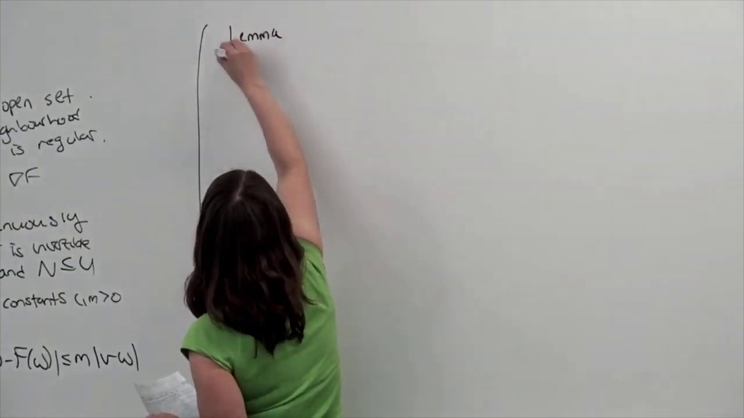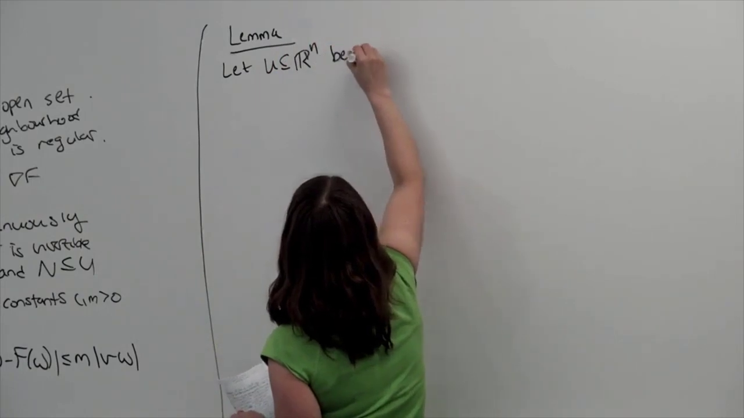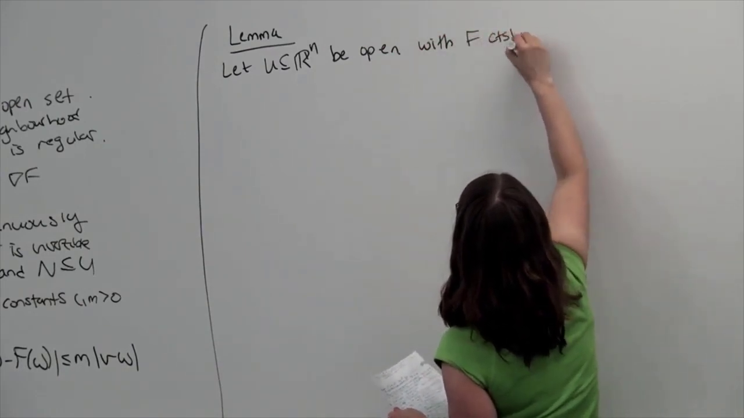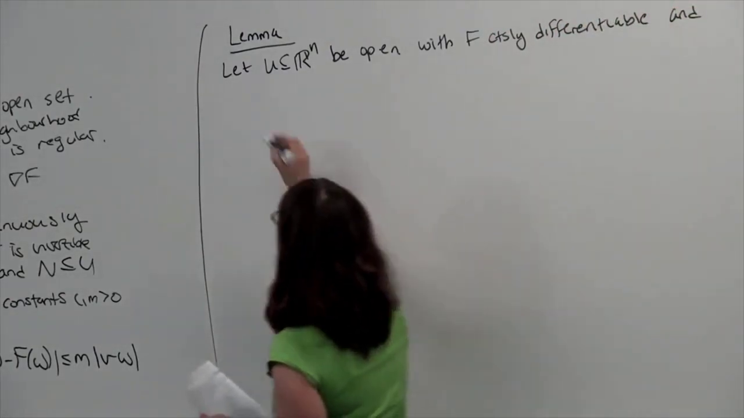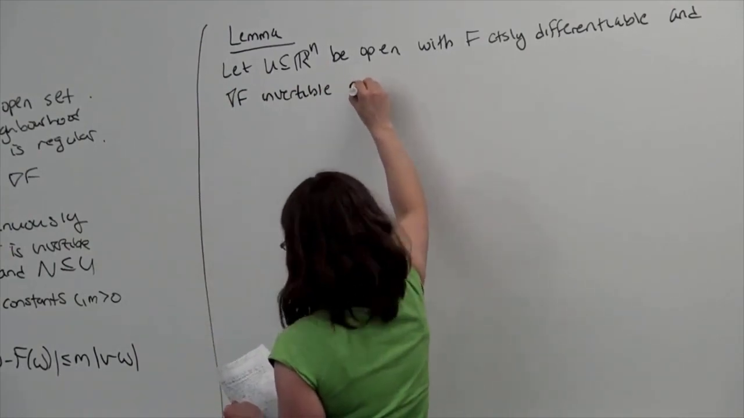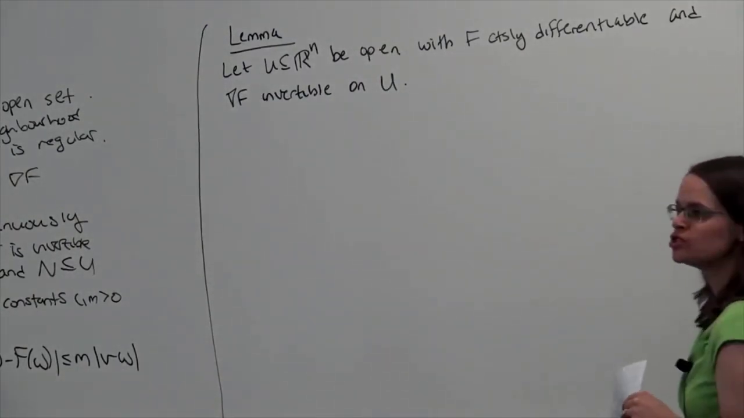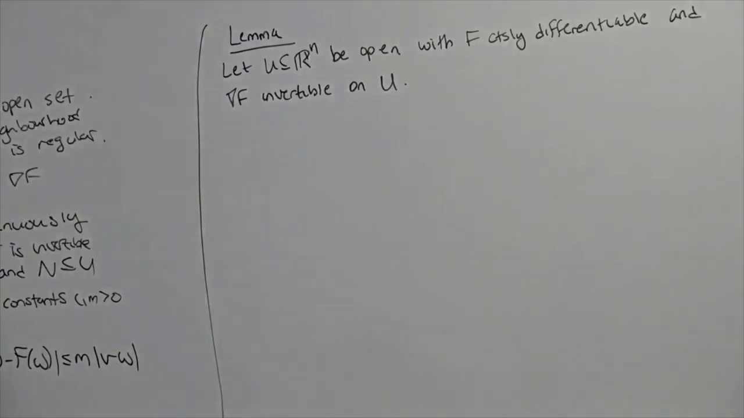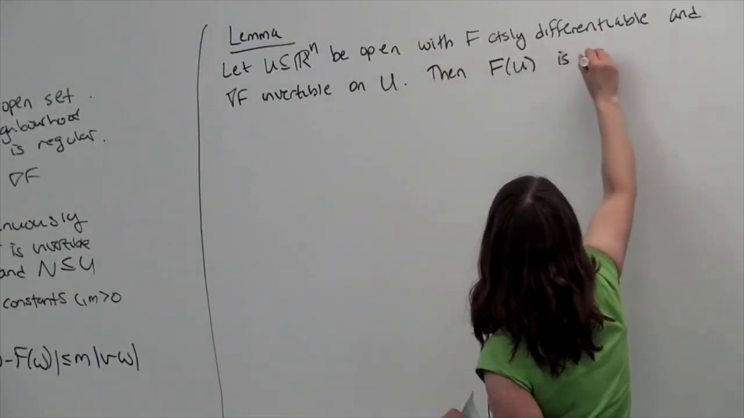Okay, so here is my first lemma. Let U be an open set, with f continuously differentiable, our usual hypotheses, and the Jacobian is invertible. So this is just a generic open set. In particular, it will apply to the open set that we identify later on. And we're going to say then, f of U is also open.